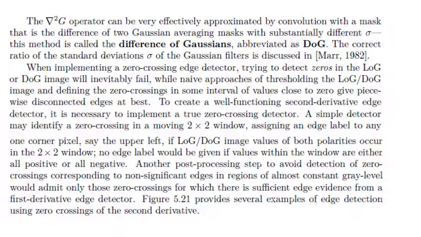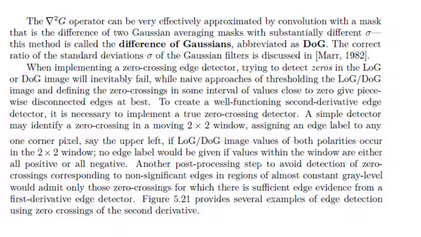A simple detector we can use is a 2 cross 2 window, assigning an edge label to any one corner pixel. If the LoG or DoG image values of both polarities occur in the 2 cross 2 window, then an edge label is given. No edge label is given if the values within the window are either all positive or all negative. So this is one way we can make the LoG or DoG operation better.